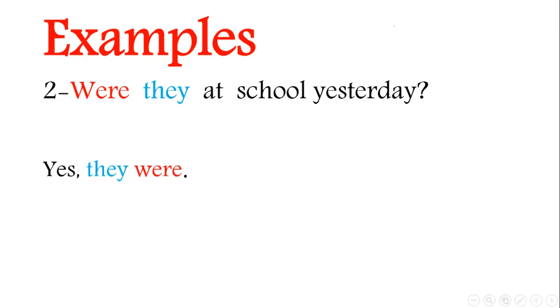Here we begin the answer with they. Look here with me. They were. Yes, they were. And if we begin our answer with no, the answer will be no, they weren't. Here we add apostrophe t to were because our answer begins with no. We said before that if our answer begins with no, we must add apostrophe t to the verb to be. No, they weren't.